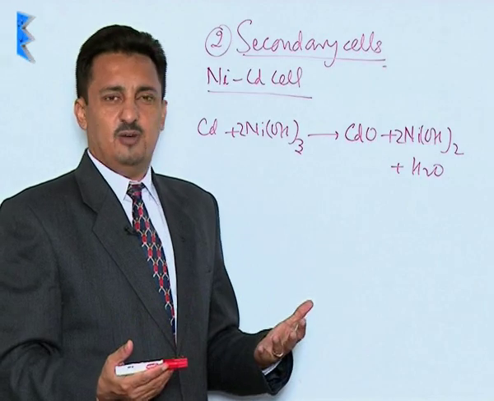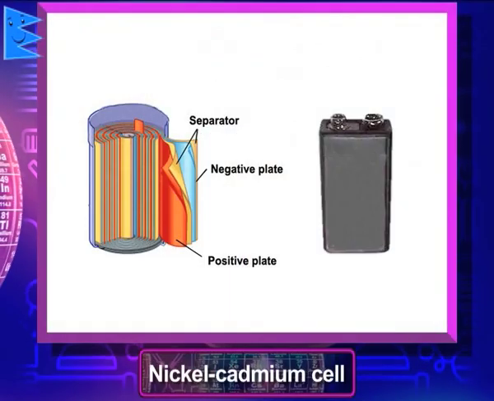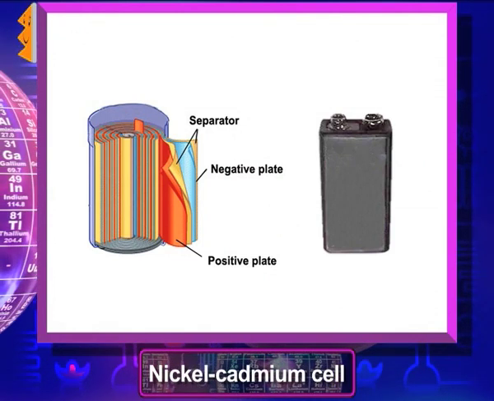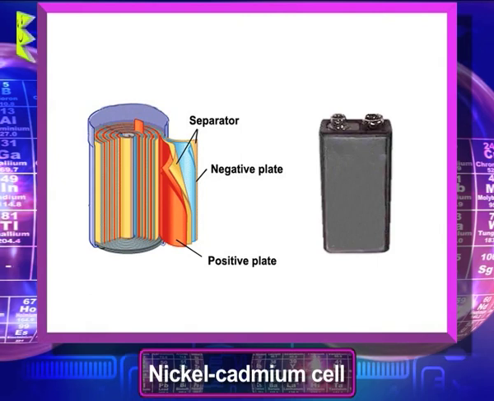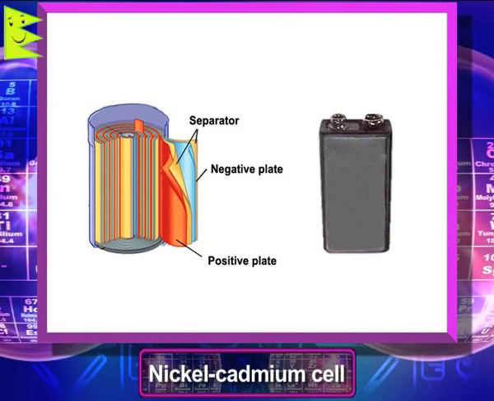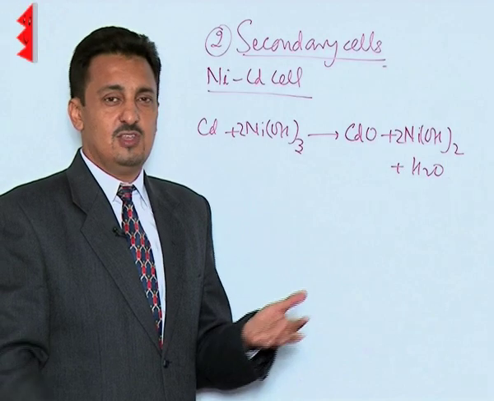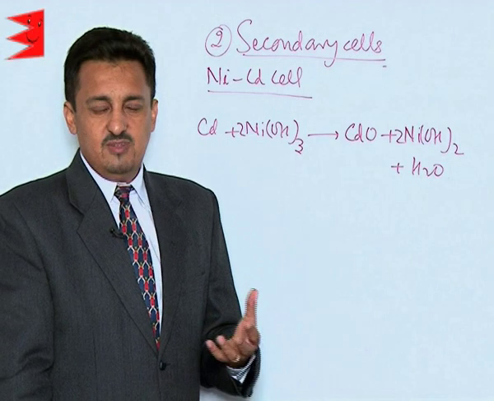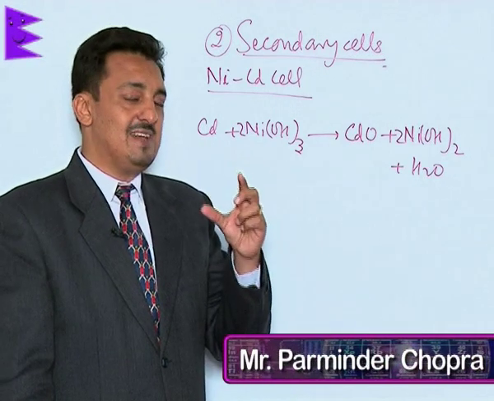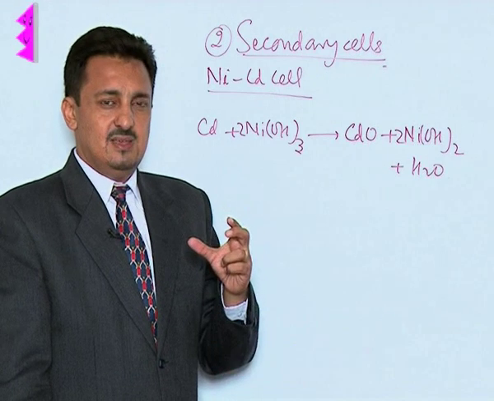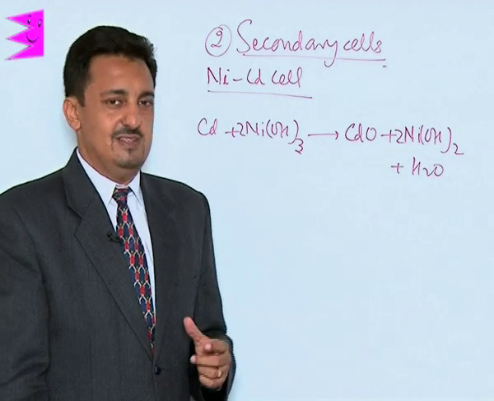The next type of secondary cell is the nickel cadmium cell. It is normally used by photographers for their cameras. They are recharged again and again. These are also used in toys, which have rechargeable cells. So these normal pencil-type rechargeable cells are nickel cadmium cells.